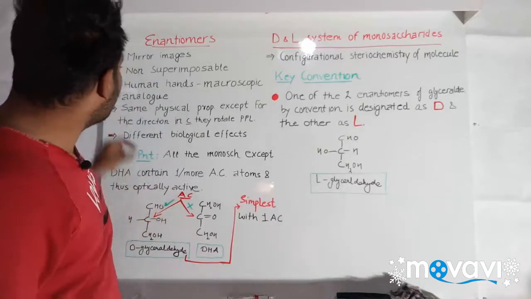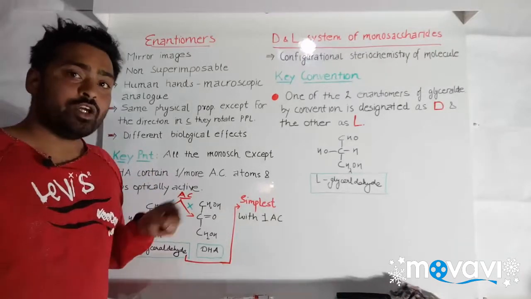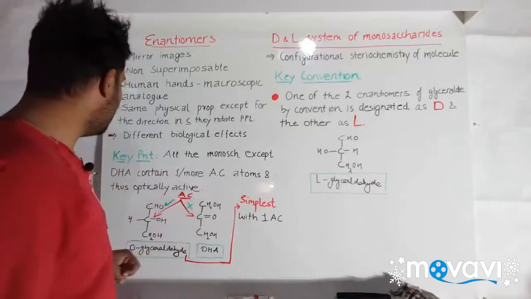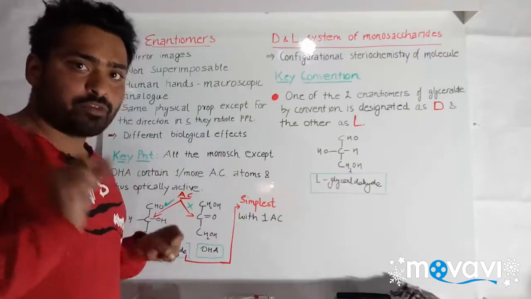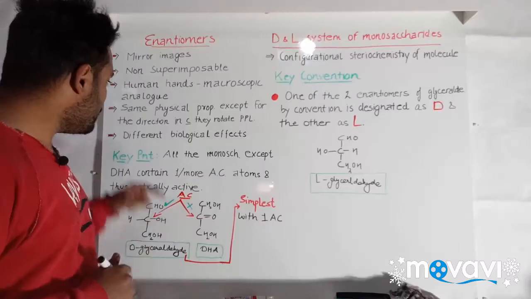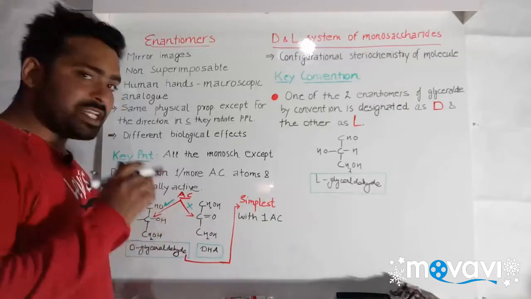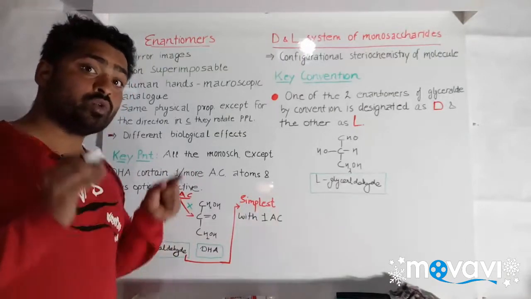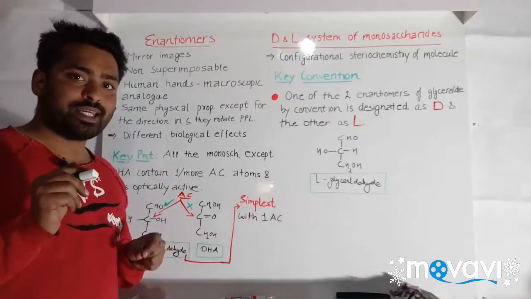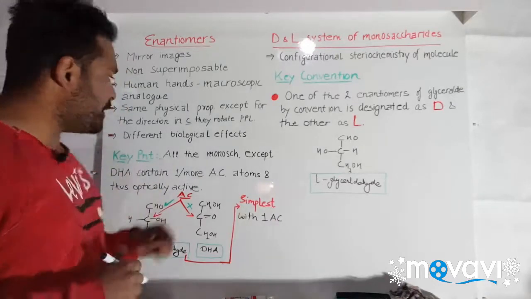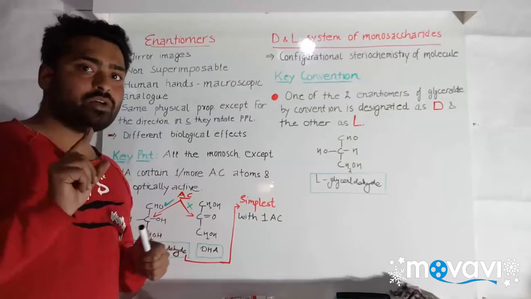These have the same physical properties except for the direction in which they rotate plane polarized light. But despite having the same physical properties, they have different biological properties. So this is the point we are interested in, that is the different biological effects. That means there is a difference in the biological properties of two enantiomers of a compound. This is the property which we are going to exploit, and we are going to talk about this property in a future video.